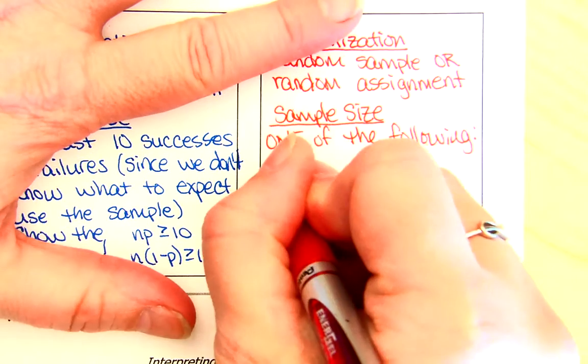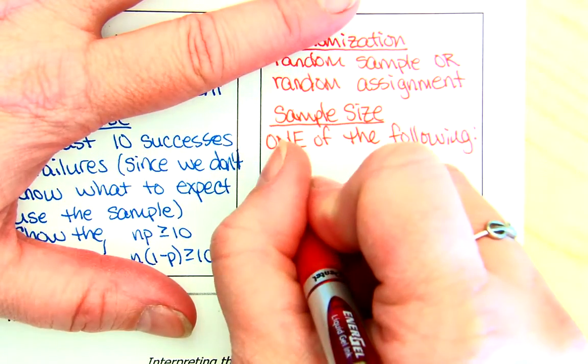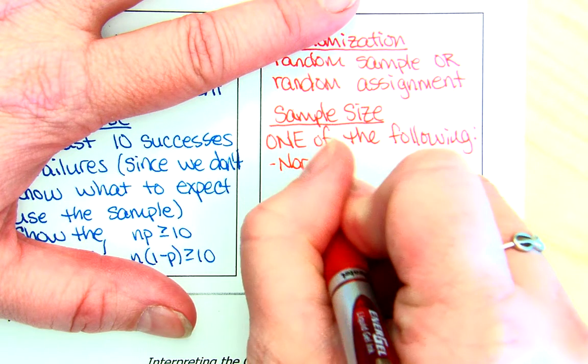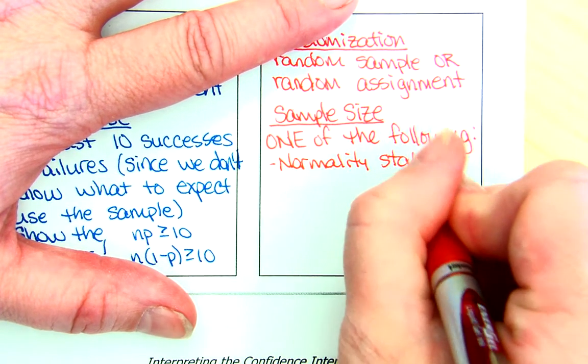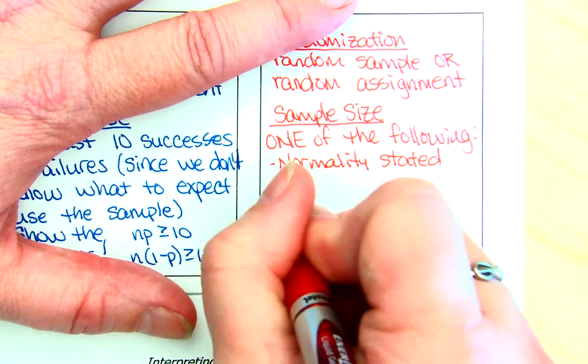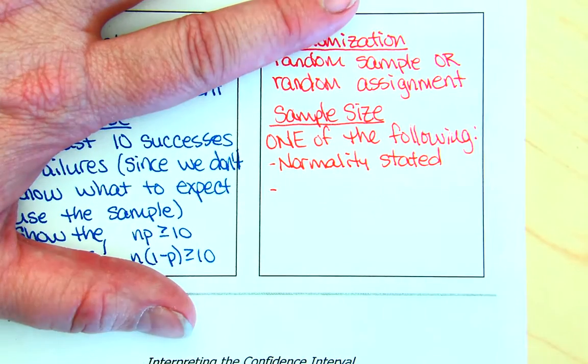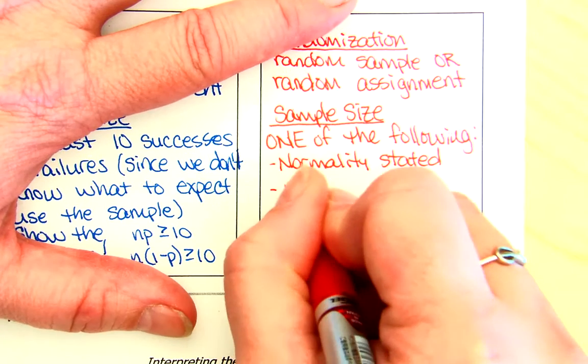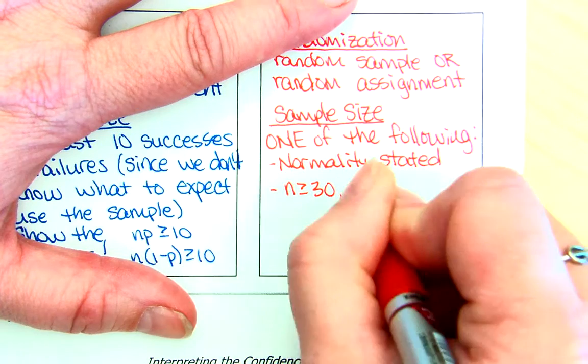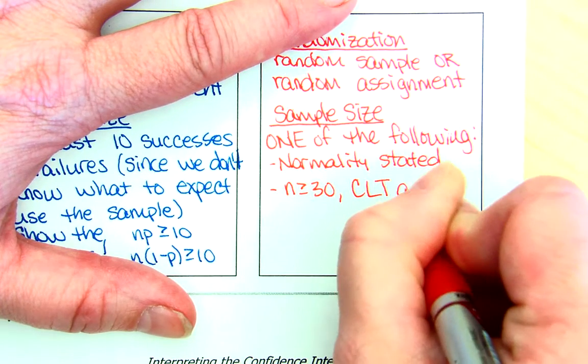Yeah. So it could be normality as stated. Joe, what was the one you were saying? Central limit theorem. So what do we need for that to apply? Sample needs to be greater than or equal to 30. There you go. So we have N greater than or equal to 30. CLT applies.